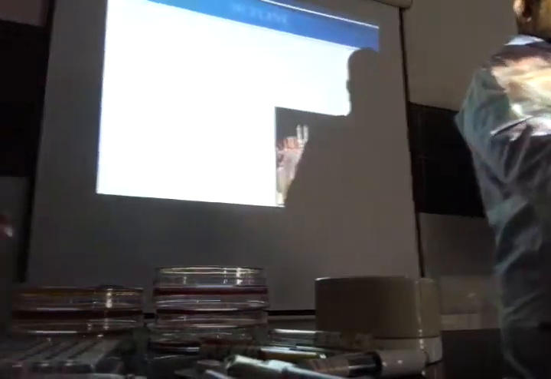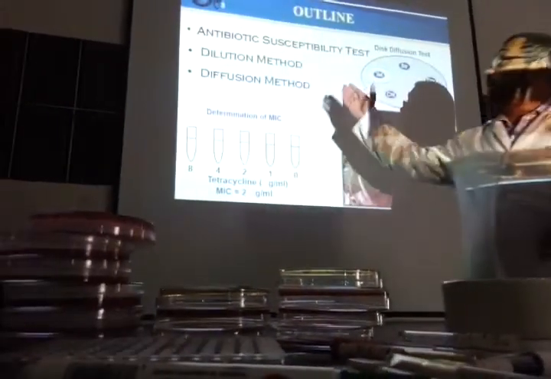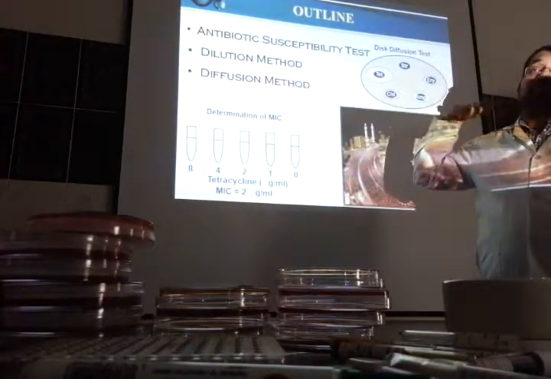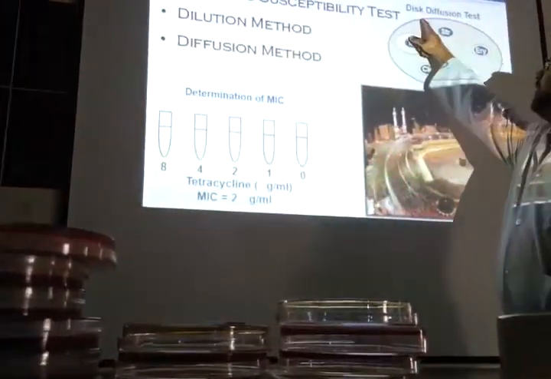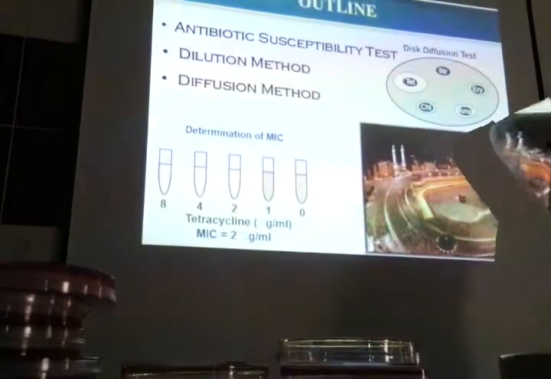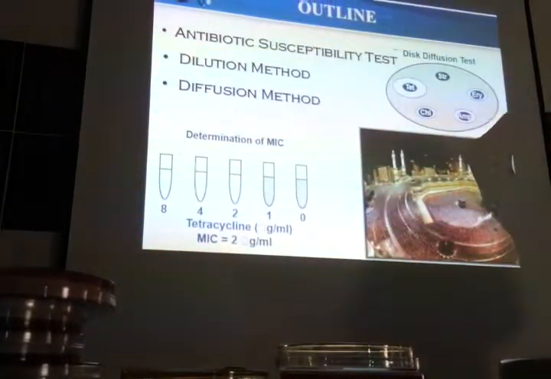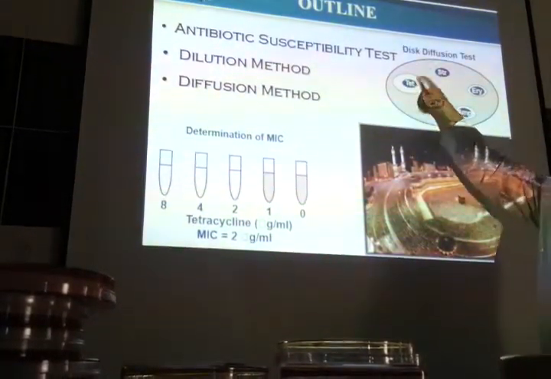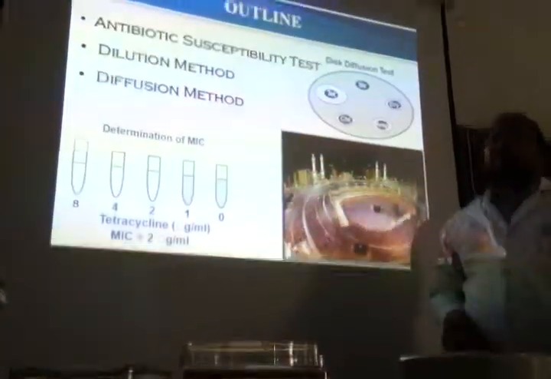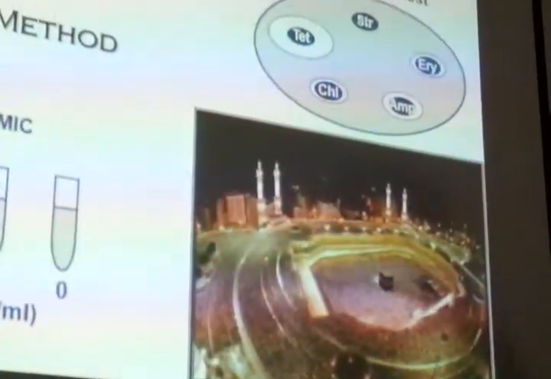So, in antibiotic susceptibility testing, there are two types of tests: dilution test and diffusion test. Diffusion test is also known as disc diffusion test. Why is it called disc diffusion test? Because it has discs. These discs are filter paper discs that have antibiotic in them.